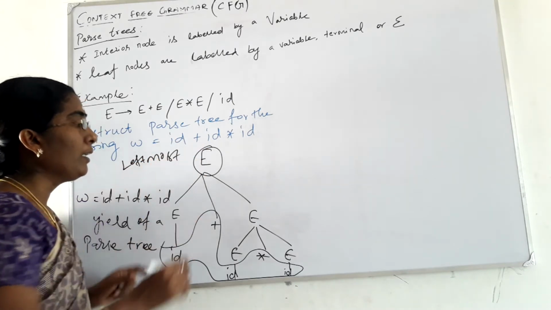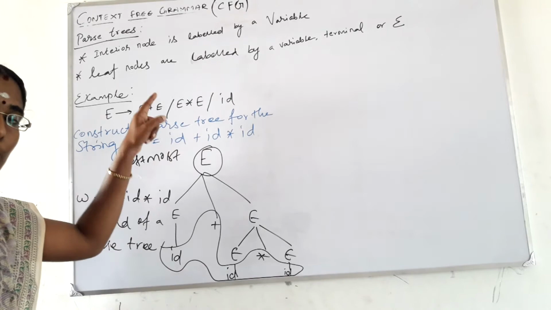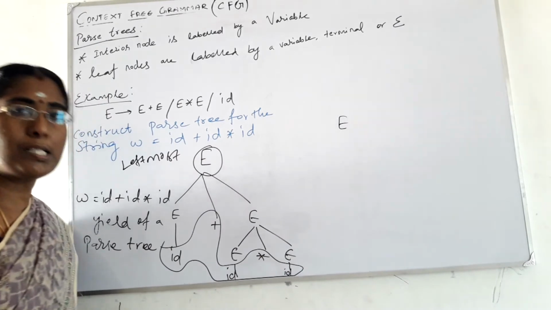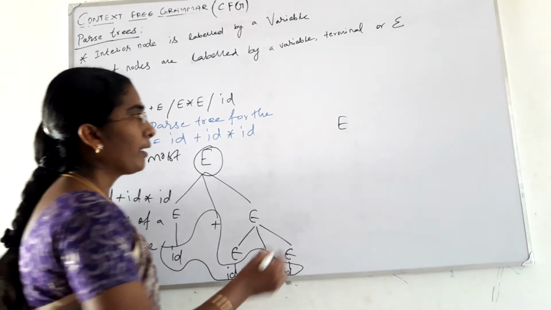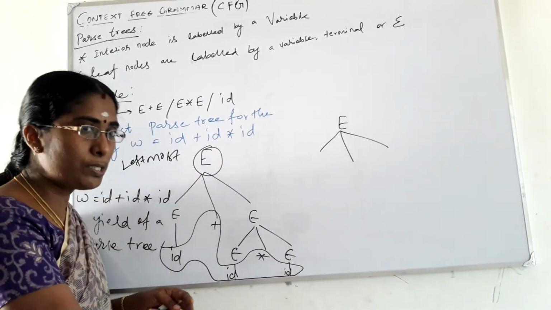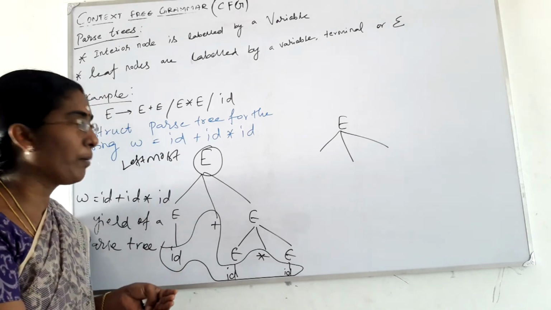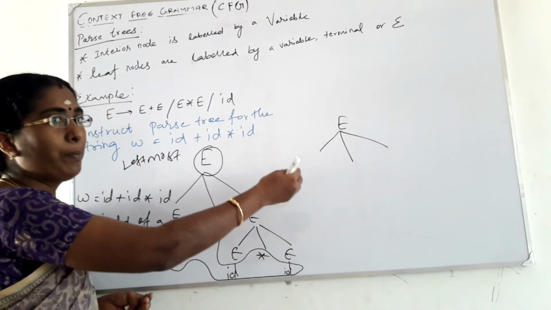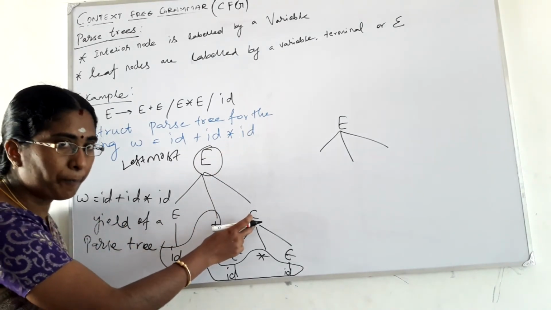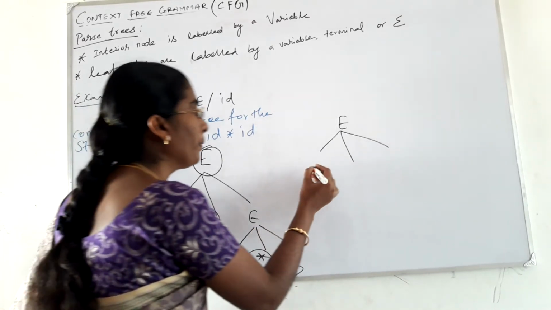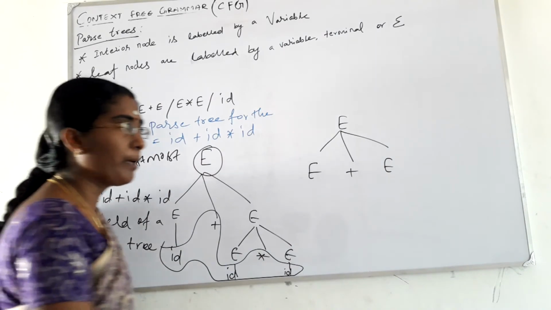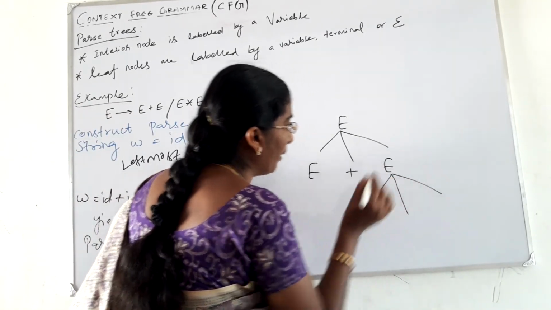And how do we construct the rightmost parse tree for the same string using this grammar? The rightmost parse tree also has the root E because the start symbol is E. Next, we construct a rightmost parse tree, so we have to extend the rightmost variable first. Here we replace with E plus E, that is, E implies E plus E. Which one is the rightmost variable? This one is the rightmost variable.